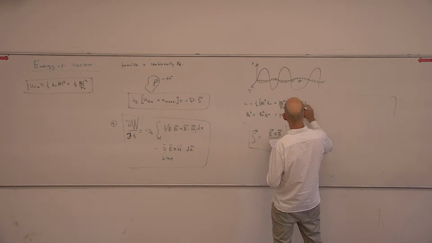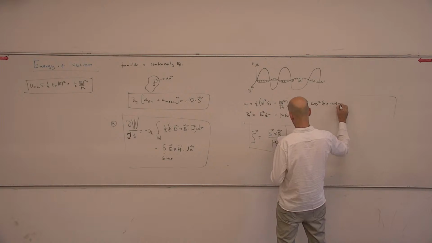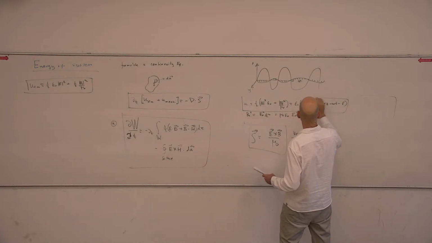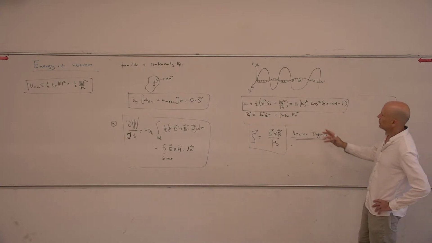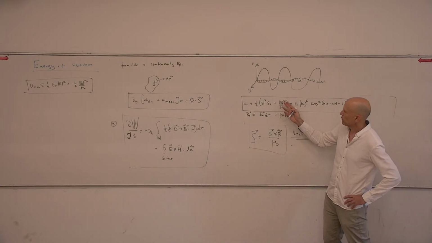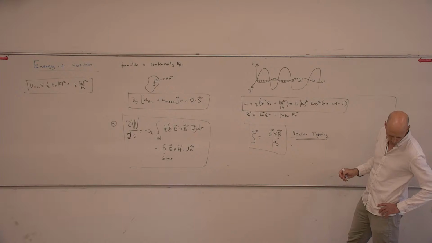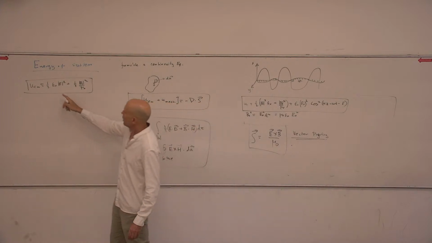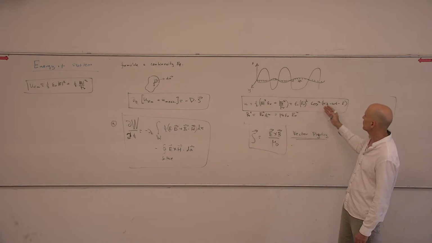This is E0 squared cosine squared of kz minus omega t. There could be some phase. So this is the thing I'm using here. I'm using the fact that B and E depend on one another, and to get this energy density, this has the right units, and there are no two terms. But of course it's a very strange energy density because it depends on time in principle.